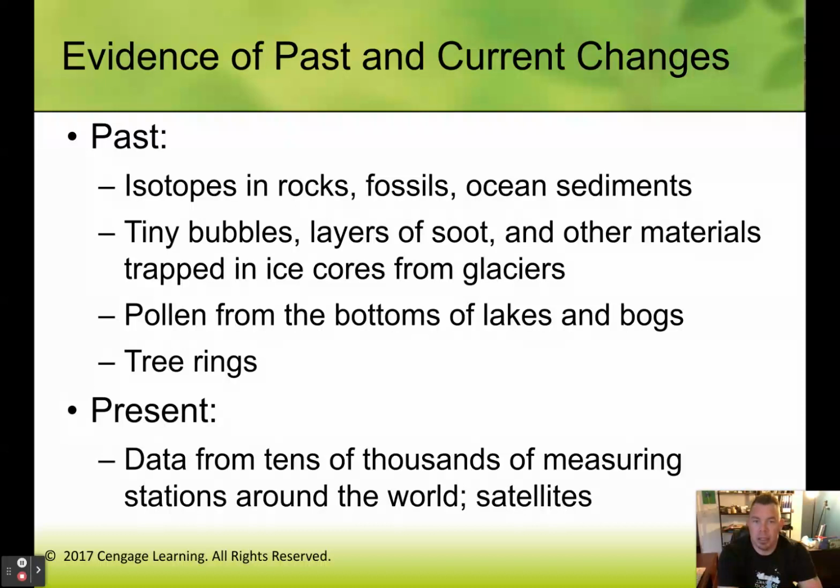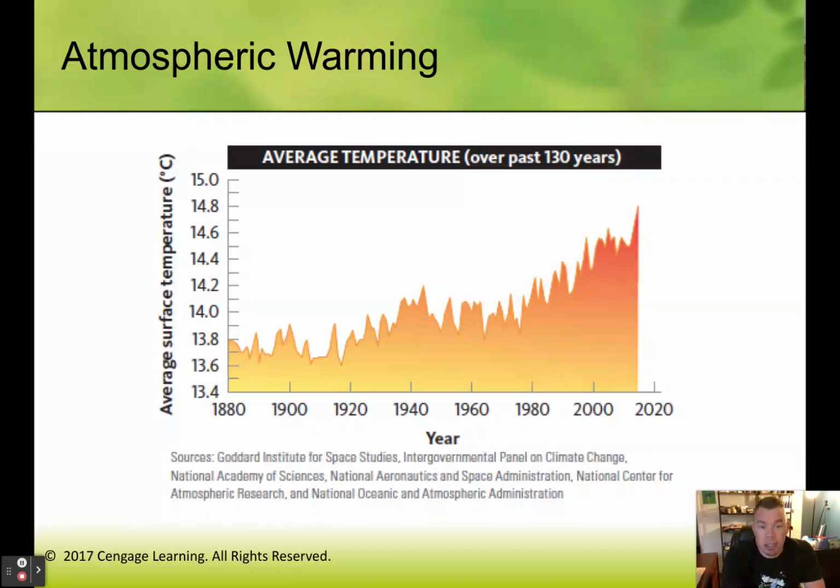Present data. We have thousands and thousands of monitoring sites around the world, on every continent and every latitude. So basically, we're taking a whole bunch of satellite data and data from anything and everything constantly. Last time, in the past, we looked at fossil evidence. Now we're taking measurements constantly. All right. You can see now average temperature.